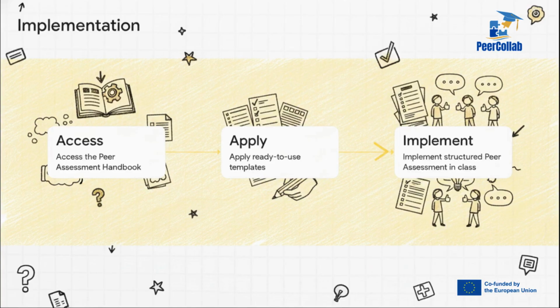Step 2, apply the ready-to-use templates. Seriously, don't reinvent the wheel. They've already provided practical, structured templates you can instantly plug into your lesson plans. And finally, step 3, implement structured peer assessment in your classroom. Once you apply these resources, your students don't just get high-quality feedback from you, they actually start providing it to each other, multiplying the learning moments in your room.